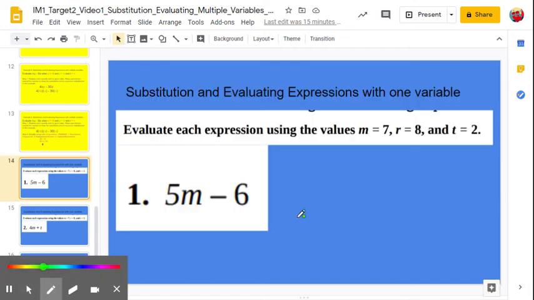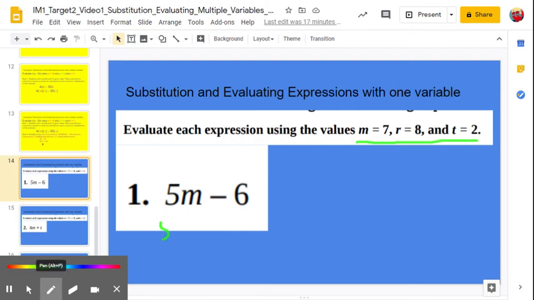Let's try a few. For these, we're going to use the same values for the variables. I'm giving you m is 7, r is 8, t is 2. Our first one, you'll notice we're not using all those variables, right? Those are the variables I'm giving you, but for the first expression, it's just 5m minus 6. If you can do this in your head, great. If you need to take out a piece of scratch paper and write this problem down, do that as well. Your choice. All right, see how you did on this one.